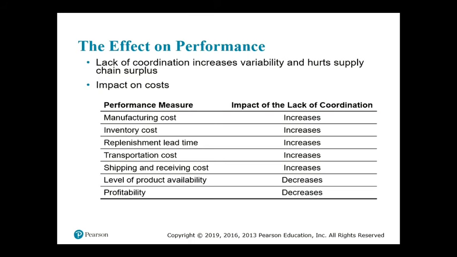And of course, increasing variability will decrease our ability to match supply chain supply with demand. So overall, the product availability will reduce. Because of the increase in cost and the loss in meeting demand, we lose on profitability of the chain.